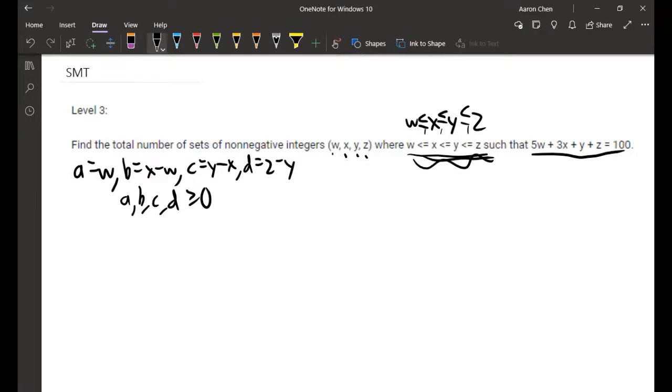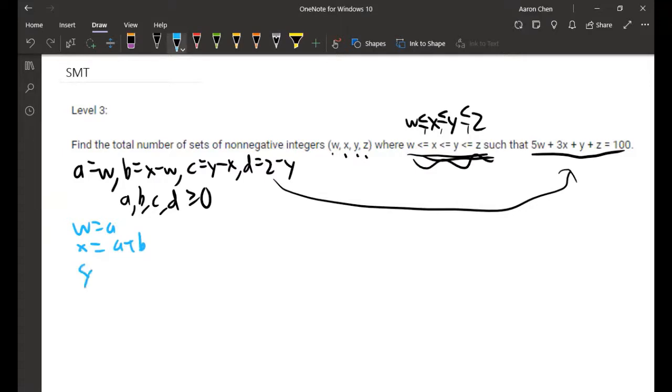Next, we can substitute these values back in, because w is equal to a, x is equal to a plus b, because we can reverse these. And so what we find is that w is equal to a, x is equal to a plus b, y is equal to a plus b plus c, and z is equal to a plus b plus c plus d.